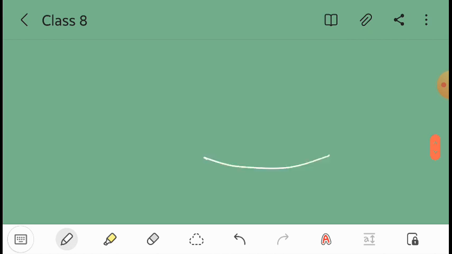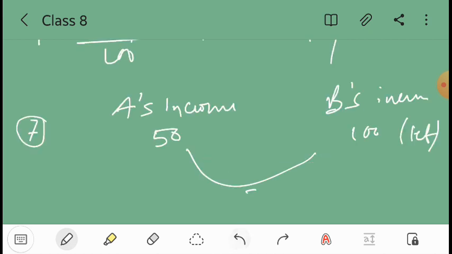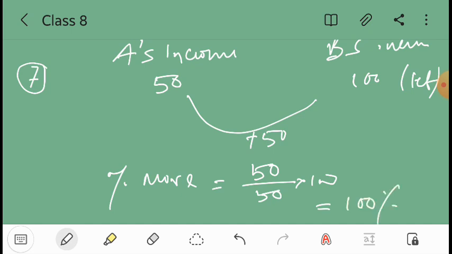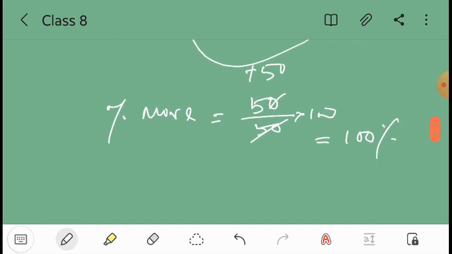That is 50 more. They are asking this B's income is what percent more than that of A. That means from A it increases 50. So percentage more is equal to 50 over 50 into 100, that means 100%, right? Because 50 will cancel out, this one is 100%. So this is the thing.